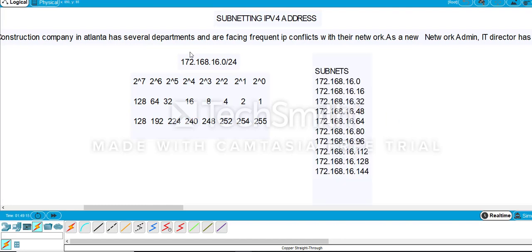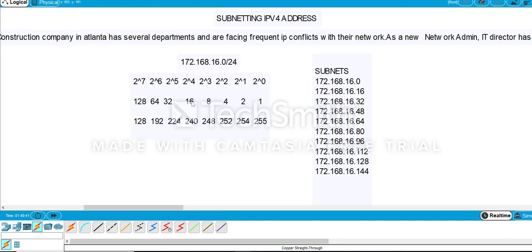So our range, we borrow 4 bits, 1, 2, 3, 4. So this 4 is our magic number. Okay, this 16 is going to be our magic number. We borrow 4 bits, 1, 2, 3, 4. So the fourth number, which is 16, is going to be our magic number. That's going to be our network range.